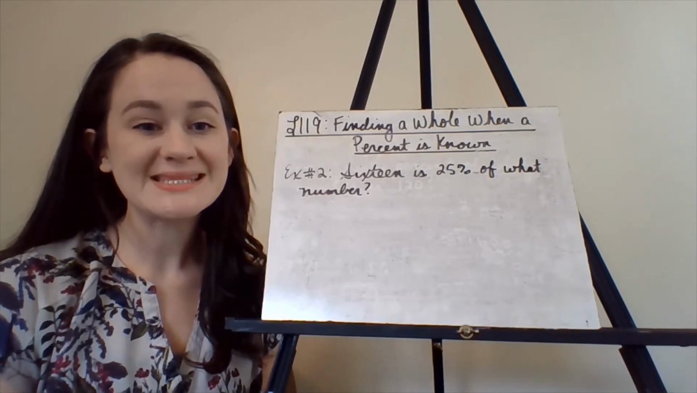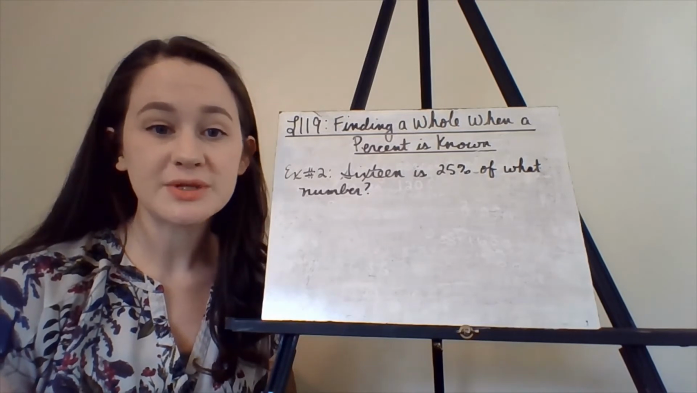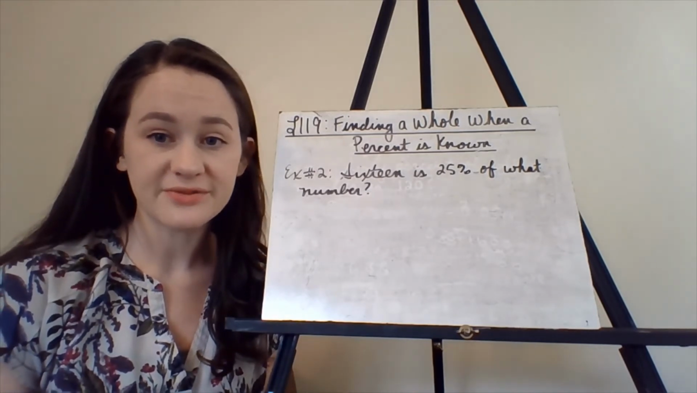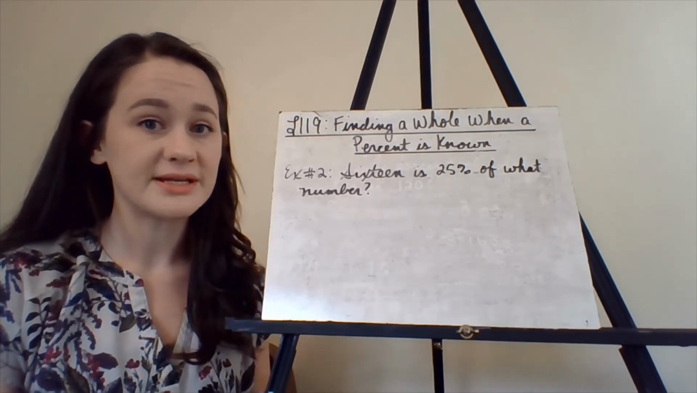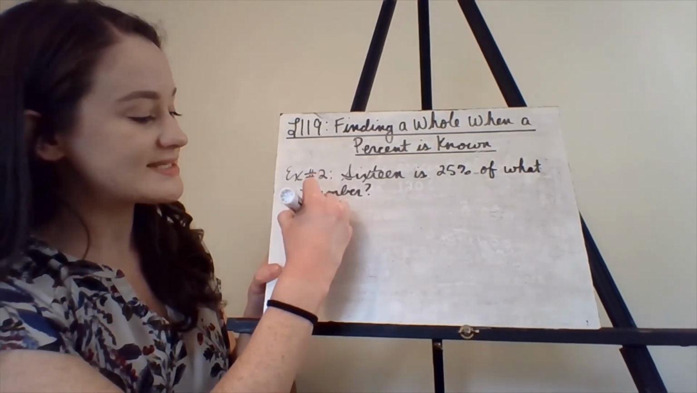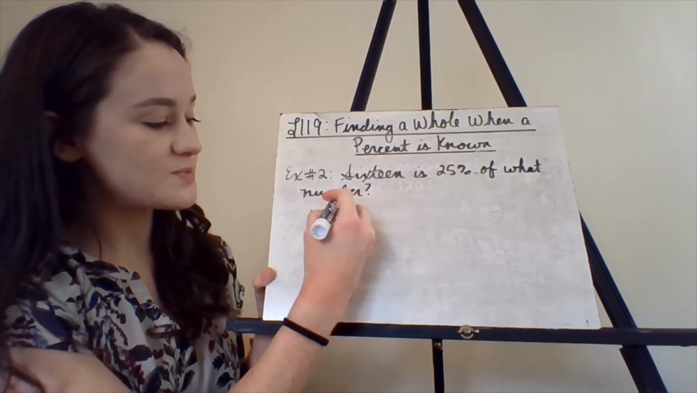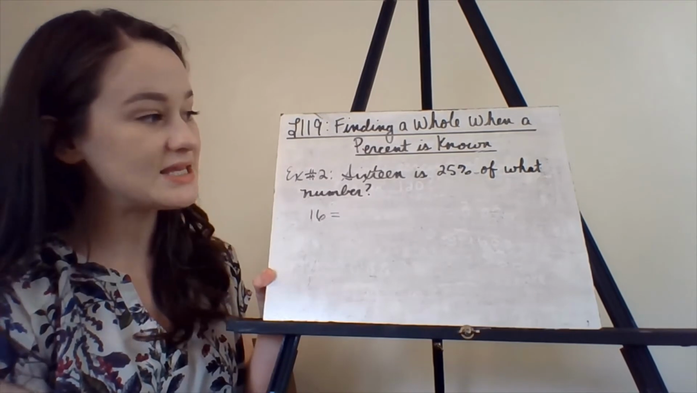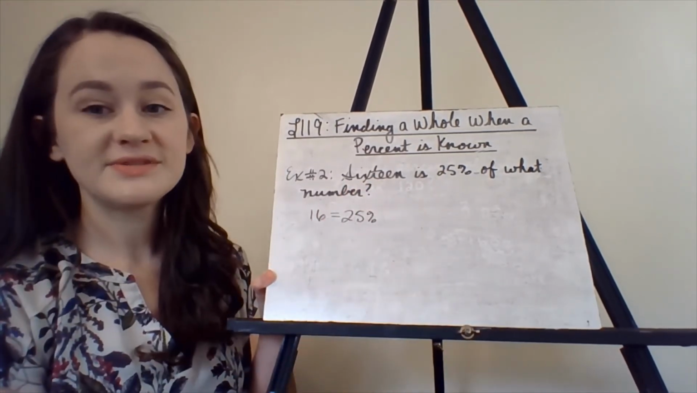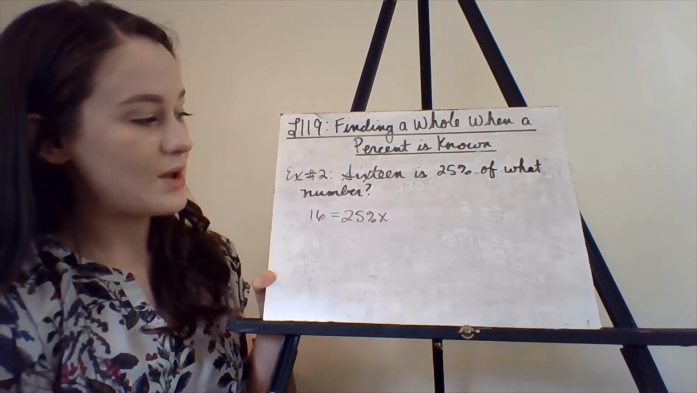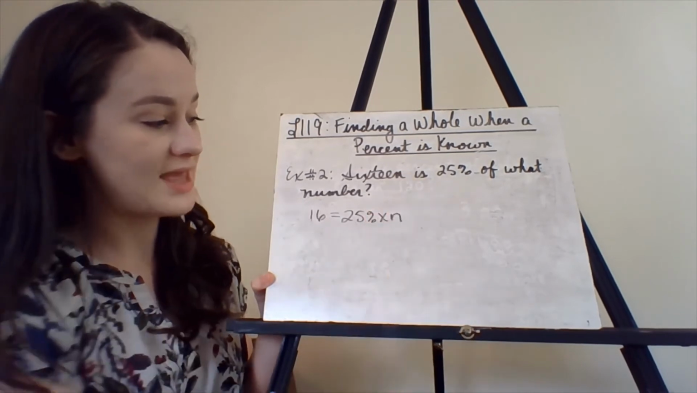Example number 2 reads, 16 is 25% of what number? So this might look a little tricky at first because our words are in a different order, but we're going to translate it word for word just like we did the other examples. So first we have 16, and we'll just write it just the way it is. "Is" tells us we have an equal sign, so 16 equals 25%. "Of" tells us we multiply. And what number is the missing number, so we'll represent it with n.